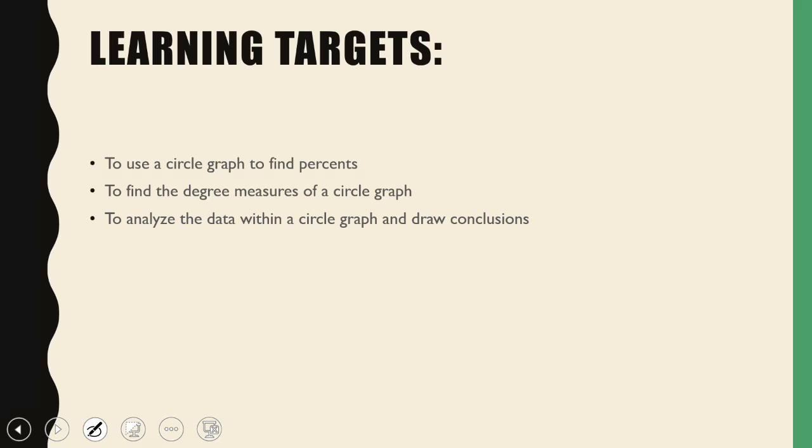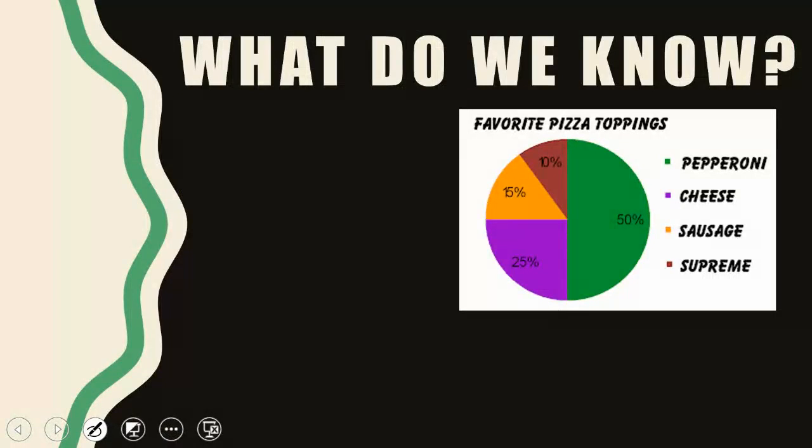given a specific situation. So looking at this pie chart here, or this circle graph, what do we know? Well, the title tells me that this is about favorite pizza toppings. Then my key here tells me what the toppings are. Clearly my options were pepperoni, cheese, sausage, and supreme. And then the actual pie chart tells me the percentages of each topping. Now that's about all I know, right? I don't know who was asked. I don't know how many people. I don't know any of that information.